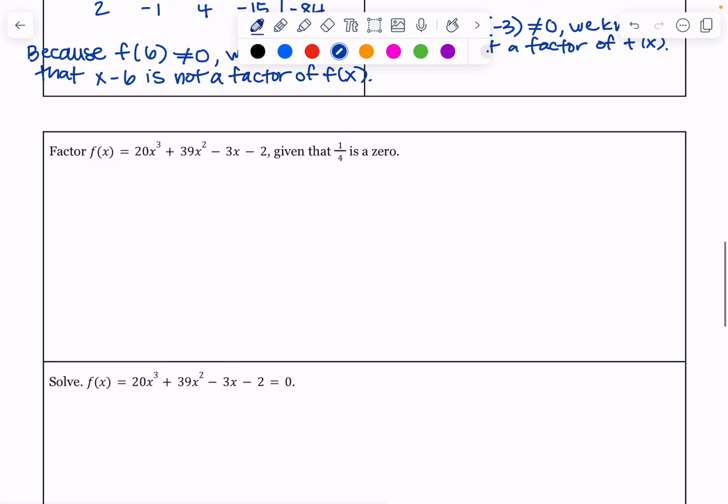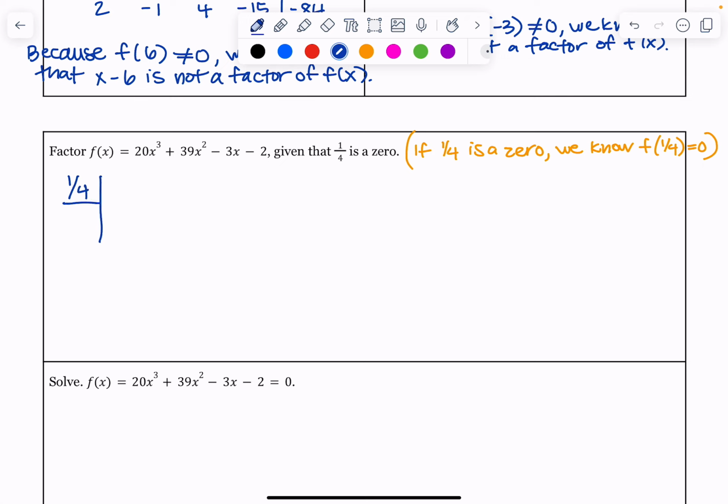All right, factor f of x equals 20x cubed plus 39x squared minus 30x minus 2, given that 1/4 is a 0. So really quick, just off to the side, if 1/4 is a 0, we know f of 1/4 equals 0. So basically that's what that means. So when we plug in 1/4 into our table, we know this last box is going to be 0 is what that means.